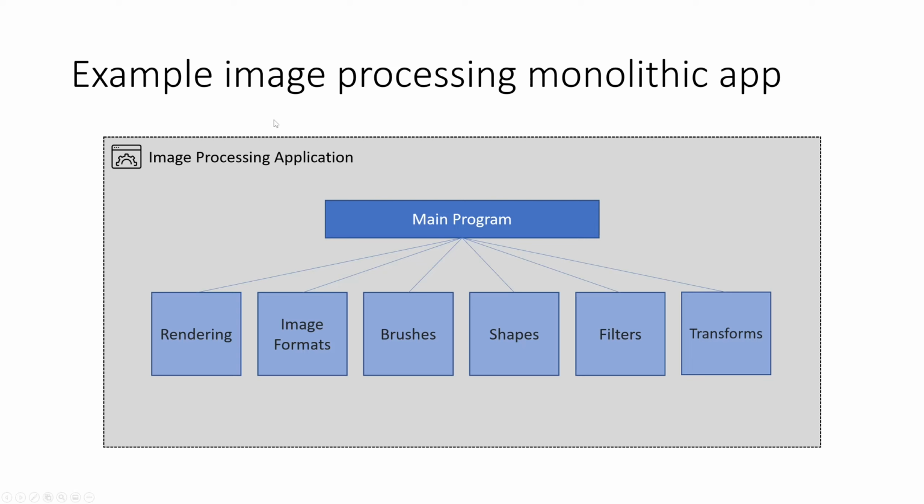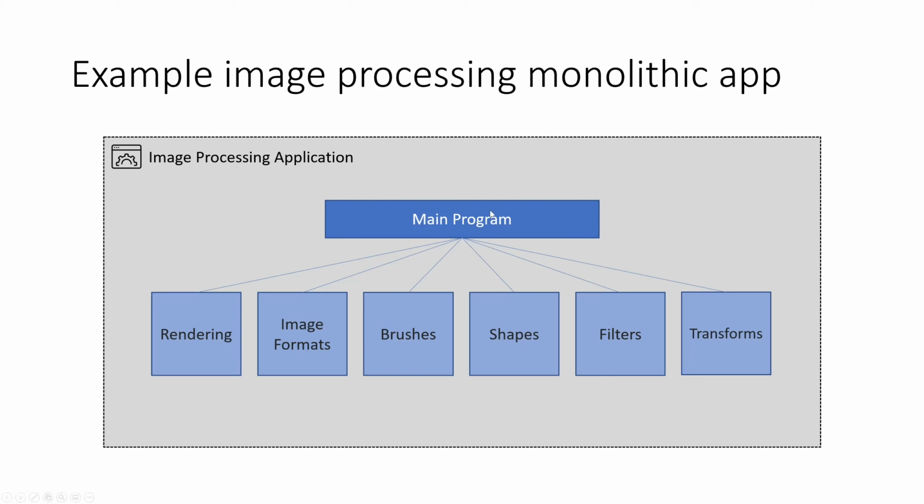Let's look at an example of a monolithic application that processes images. A monolithic application is going to have a main program, like the main that we have in our Java classes or C programs. This main program is going to take care of running whatever actions the user requires, and it's going to call the different modules of this application as needed. For example, we might have a module to render images, another module to handle different image formats, and brushes and shapes. If you want to modify the figure, you might have transforms like rotate and detect borders, and might have filters, for example, changing the colors, removing red eyes, and so on.